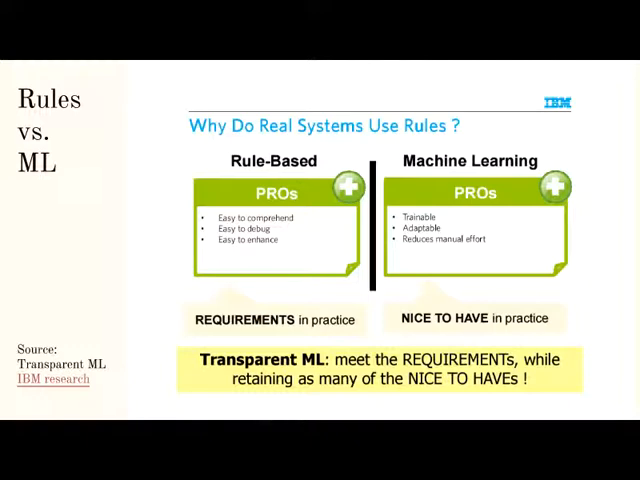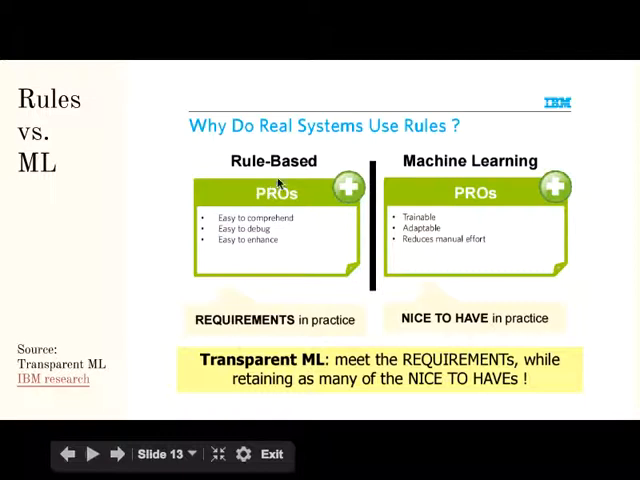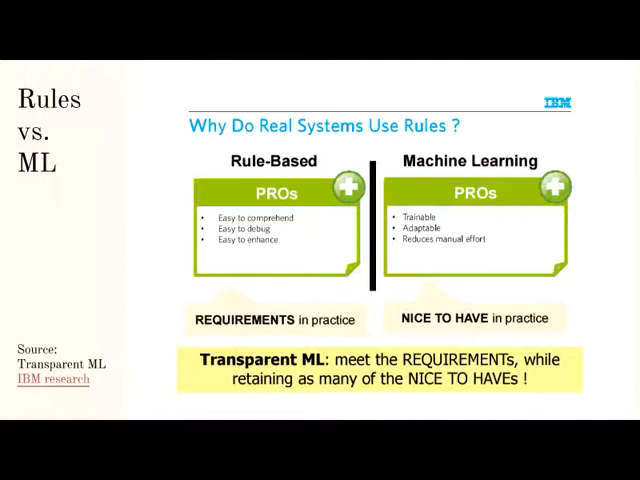So why do quote unquote real systems, meaning systems used in the business world, use rules? They point out that the things that are good about rule-based systems tend to be requirements in business environments, so that they can be comprehended. If you're an engineer, you can debug them, you can build on them. Whereas the things that are really nice about machine learning, namely its flexibility and the power to reduce human effort, are typically quite nice to have, but do not supersede these requirements, which are very hard to meet if they're too opaque.